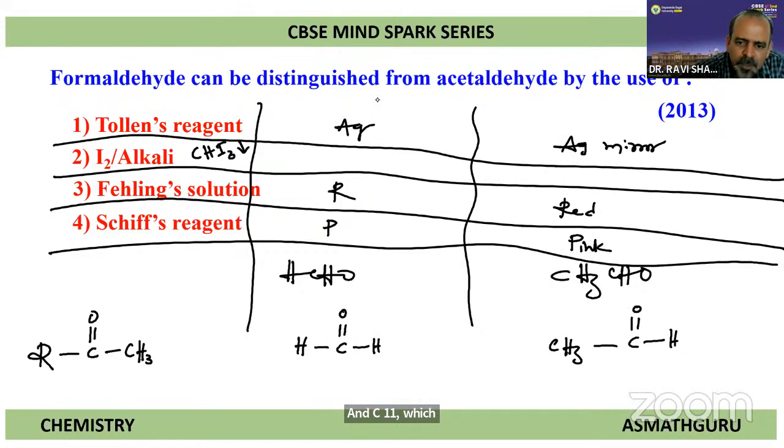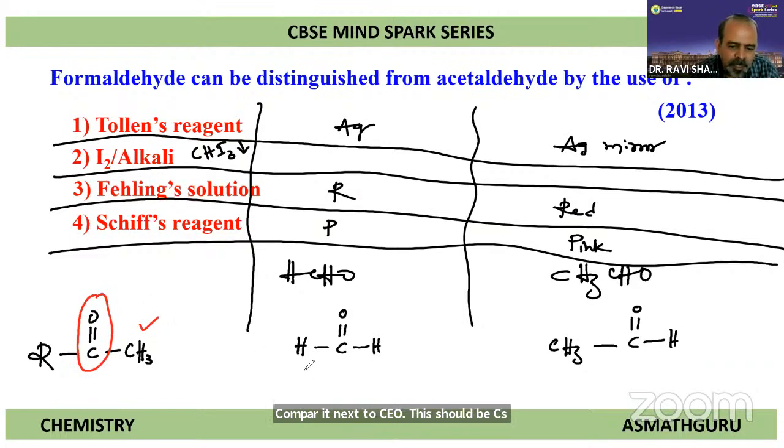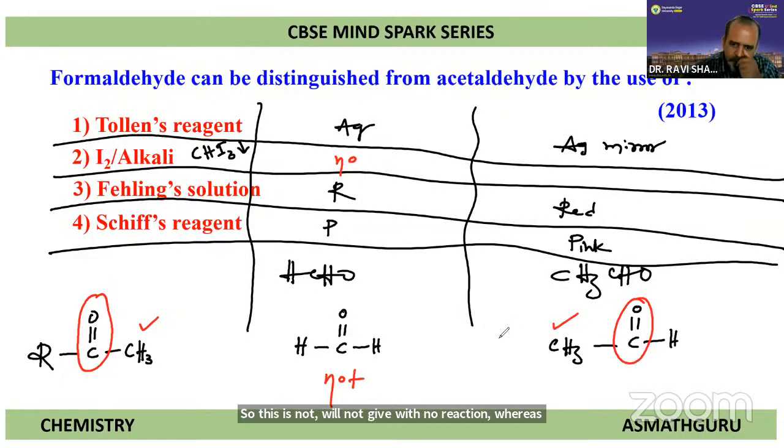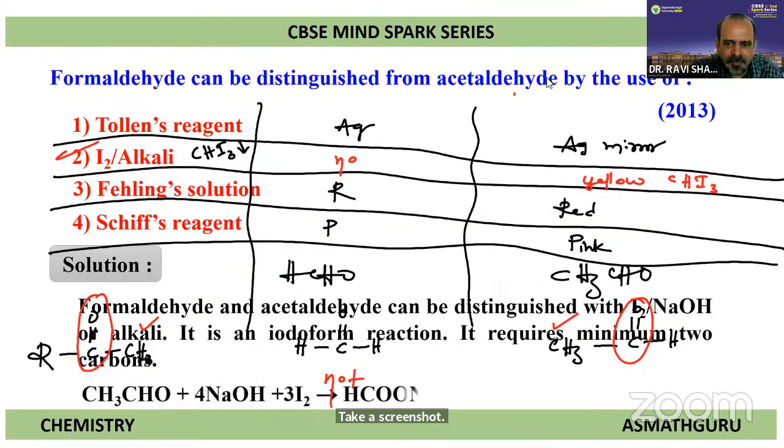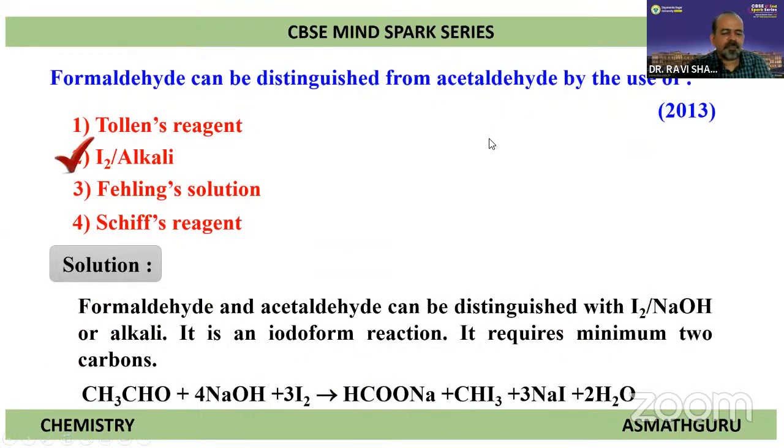And look at here. Compare it. Next to CO, there should be CH3. Where? Here it is not there, so this will not give the reaction. No reaction. Whereas here, next to CO, there is a CH3. It gives a yellow precipitate of iodoform. Answer is iodine. Take a screenshot. Take a screenshot if you want.